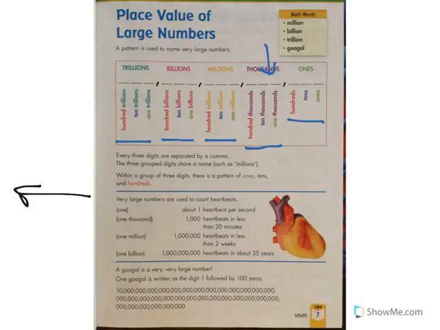So, let's talk about this a little bit in terms of the examples here. Very large numbers you use to count things like heartbeats. That's the example that they have in the book. 1,000 heartbeats in less than 20 minutes. 1,000,000 heartbeats in less than 2 weeks. And yes, 1 billion heartbeats in about 35 years. That means for me, hopefully at least, my heart is beating about 1 billion times, and a little bit over that.